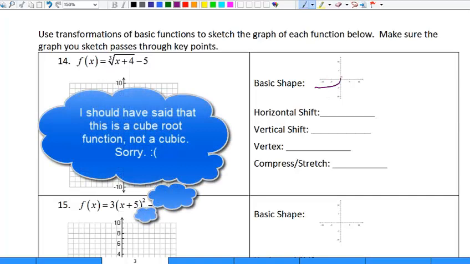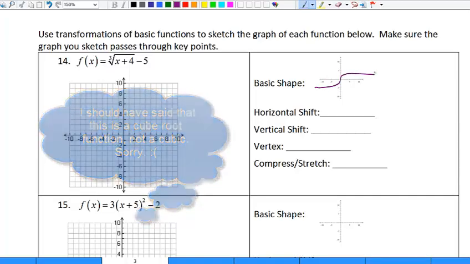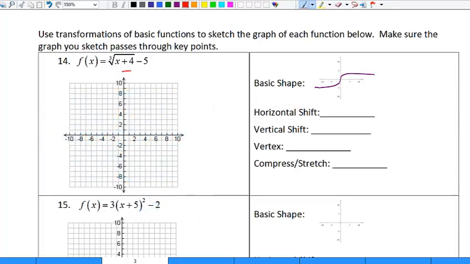The cubic shape, if you'll remember, is like that S shape, the elongated S shape. The horizontal shift, that's inside the parentheses, opposite of what it looks like, so it's going to be negative 4. The vertical shift, that's outside the parentheses being added or subtracted. You don't change the sign on that one, so my vertex is going to be negative 4 comma negative 5. And then we have a compress and stretch. The compress and stretch is the number that's out in front, and in this case there is no number in front, so there's an invisible times 1. So that's going to be a times by 1.